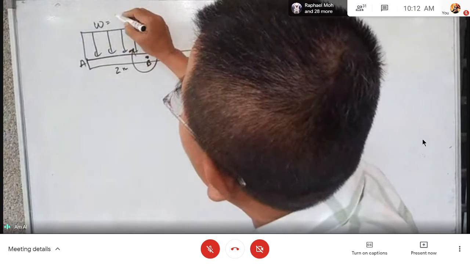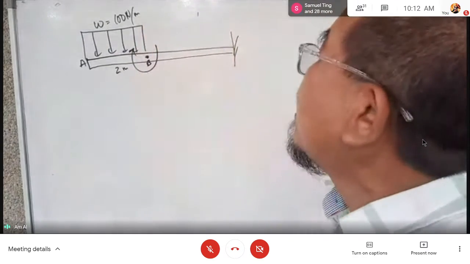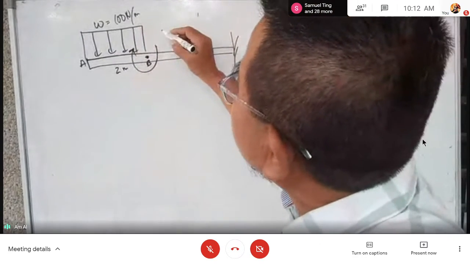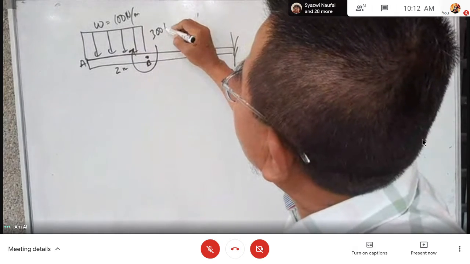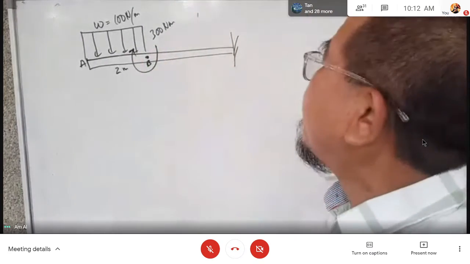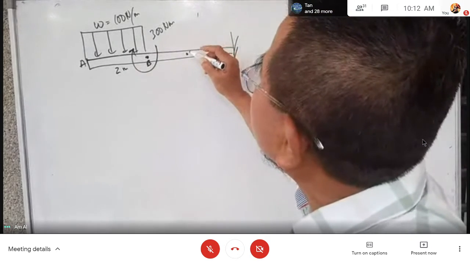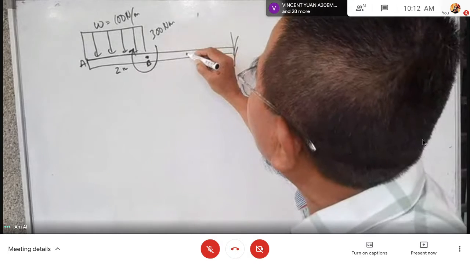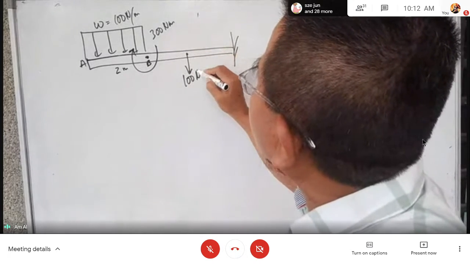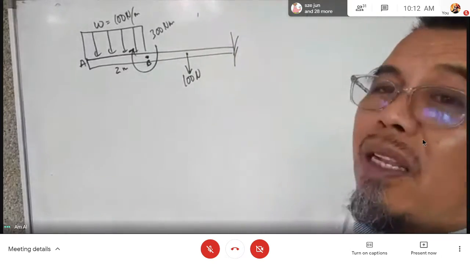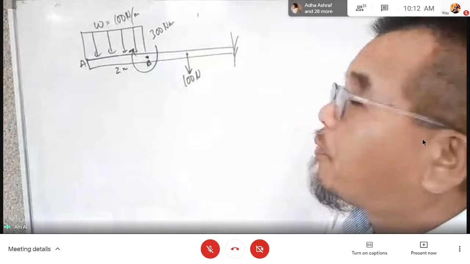Omega is equal to 100 Newton per meter. So 2 meter there. So there's a moment of 300 Newton meter at B. And there is a force going down there. This is 100 Newton. So how do I draw the shear force and bending moment from left to right?